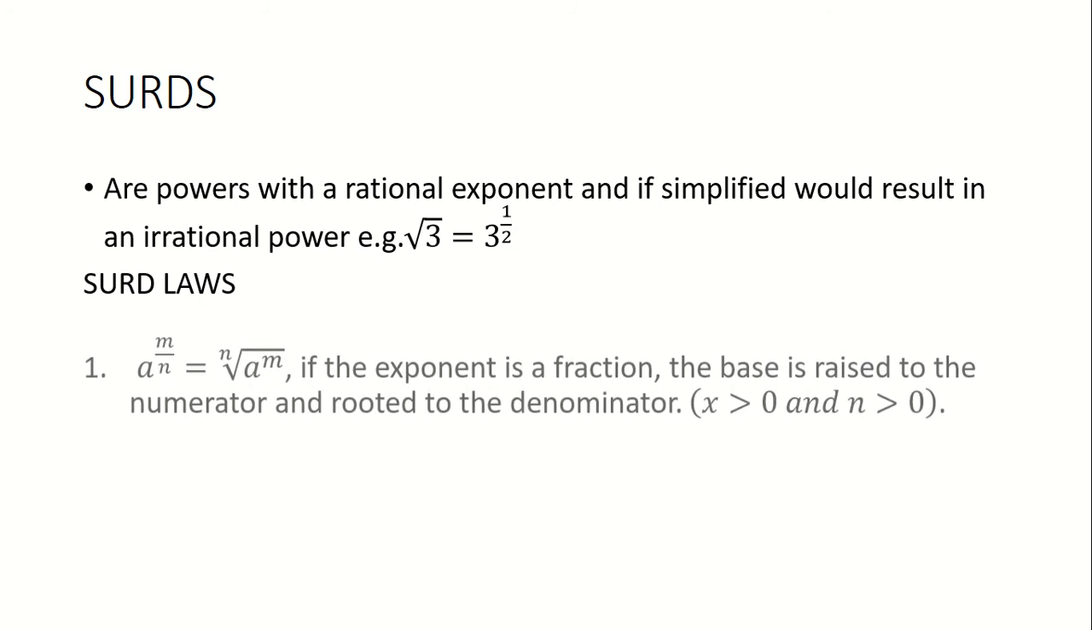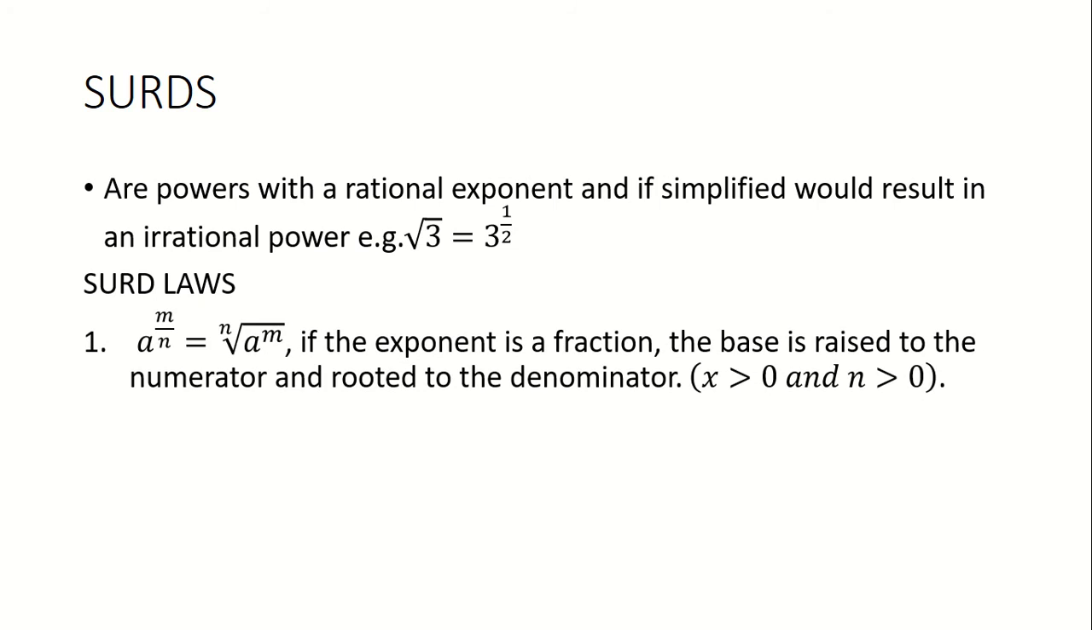Now the surd laws. The first law simply says that if you have a power inside the bracket, you simply take the exponent of the base and divide it by the root. In this case it is the nth root, so basically I will simply take m and divide it by n, and hence I have a to the exponent of m over n. And please note that this n here must always be greater than 0.